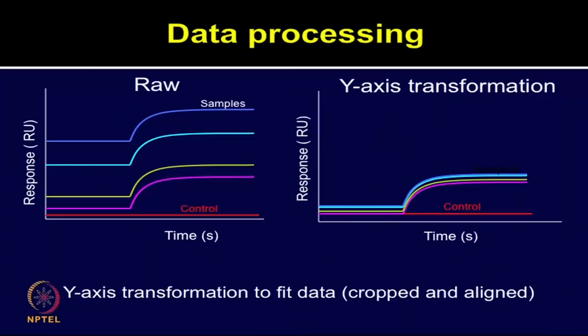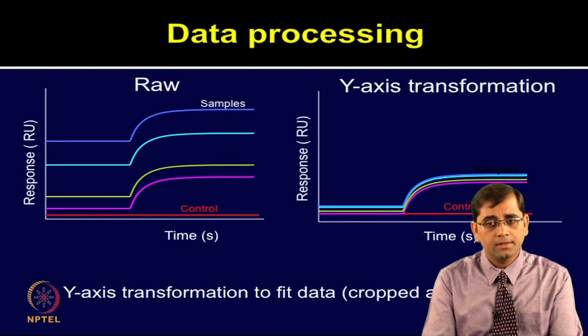As shown in this slide, the y axis transformation is very important, because you have printed many features on the surface and now you want to align the signals from the same scale. So, y axis transformation becomes important to fit the data well.